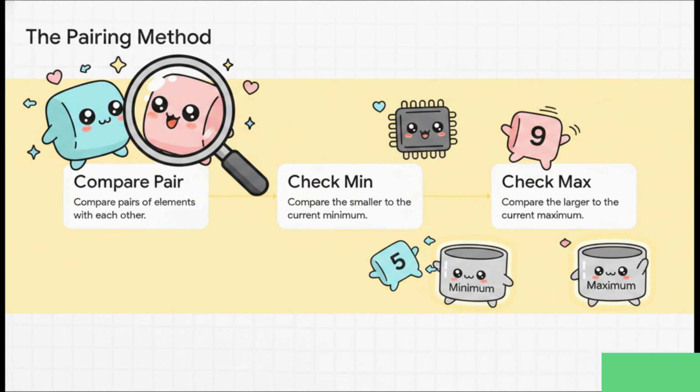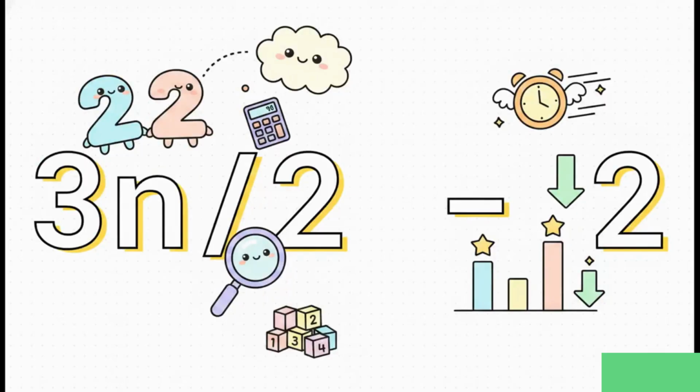Step 2, we take the smaller of the two and compare it only to the current running minimum. And Step 3, we take the larger of the two and compare it only to our current running maximum. By doing this for an even set of numbers, we drop our total comparisons dramatically. Instead of making 4 comparisons for every 2 elements, like we did back in the naive method, we are now only making 3 comparisons for every 2 elements. We compare the pair, then check the low against the min and the high against the max.